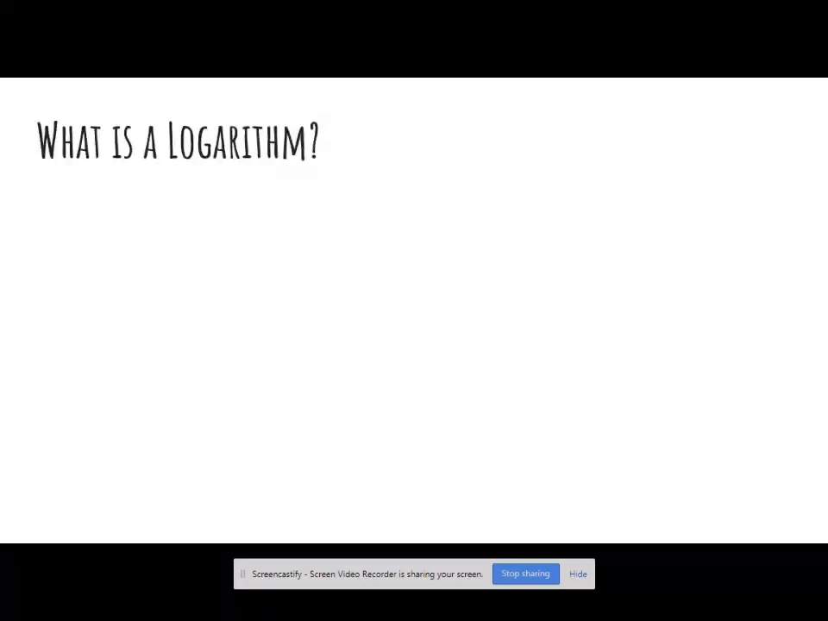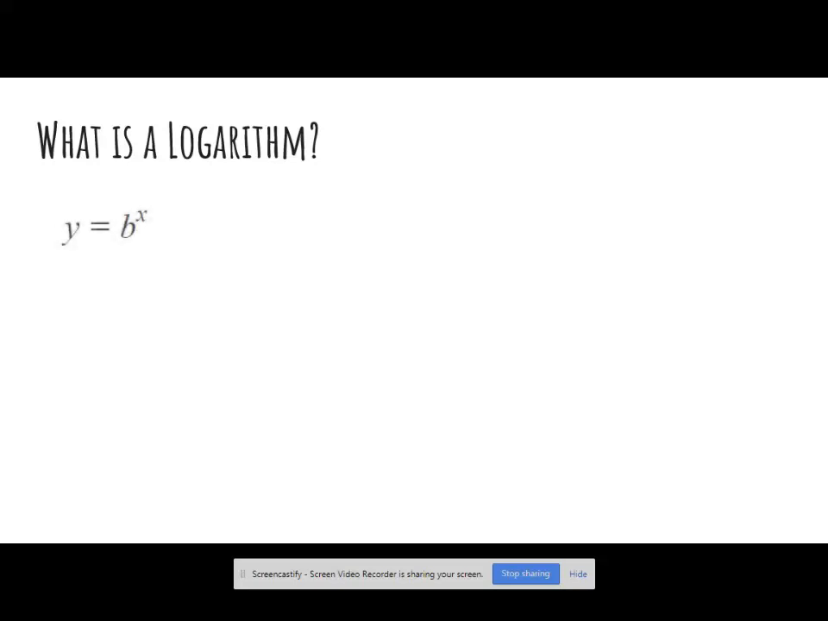So, what is a logarithm? If you've worked with logarithms already, I'm hoping you're not groaning. They're really, really useful. And once you get the hang of how to work with them, they can allow you to solve lots more problems than you could without.